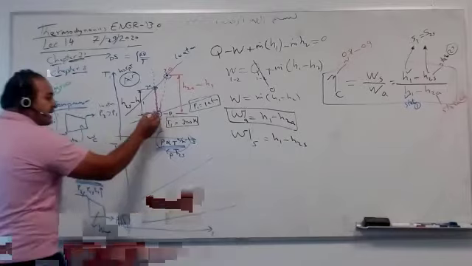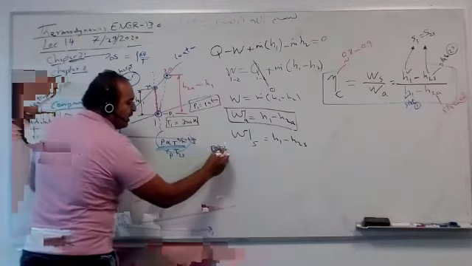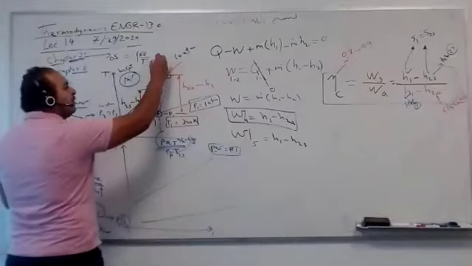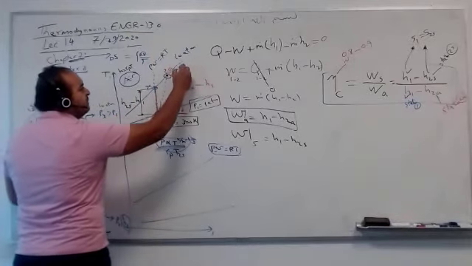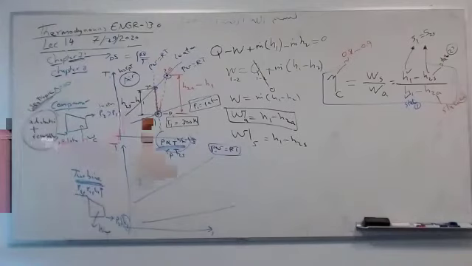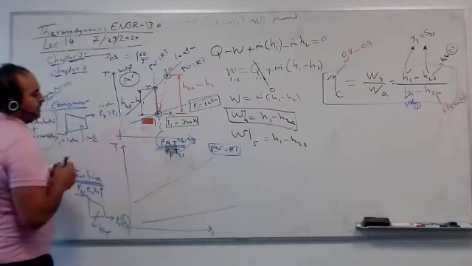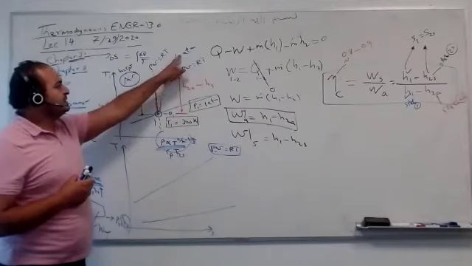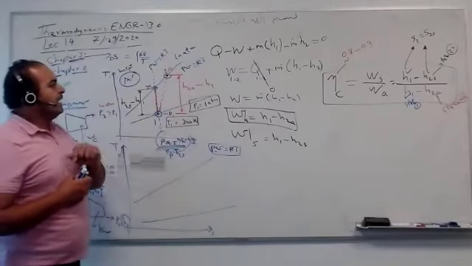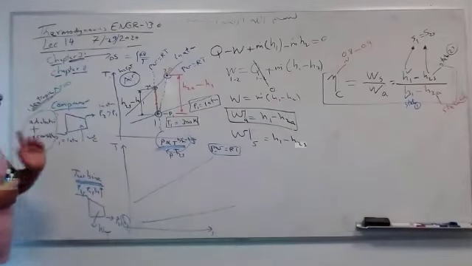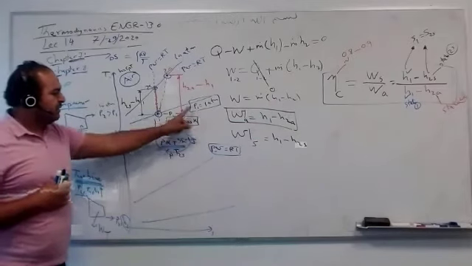For each state, PV equals RT always. Every point has the ideal gas law. But between states, we need something like the isentropic relation. So if you have this and this and this, and you have the efficiency of the compressor, for example, you can get everything here.